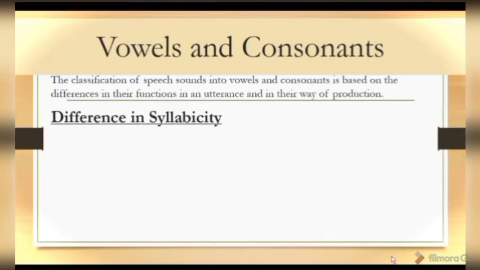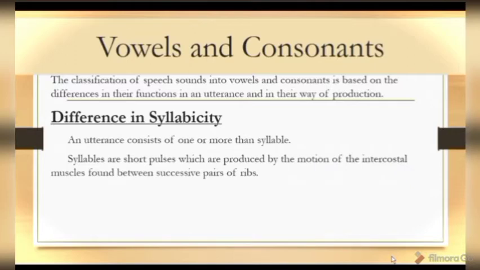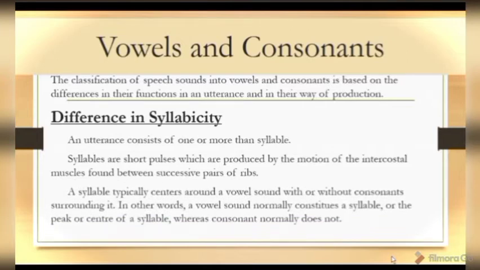The difference in syllabicity: an utterance consists of one or more syllables. Syllables are short pulses which are produced by the motion of the intercostal muscles found between successive pairs of ribs. A syllable typically centers around a vowel sound, with or without consonants surrounding it. In other words, a vowel sound normally constitutes a syllable, or the peak or center of a syllable, whereas a consonant normally does not.